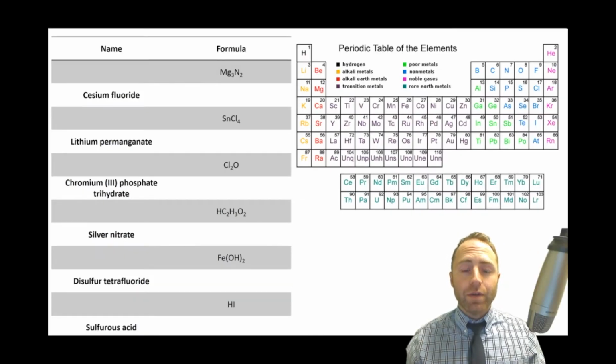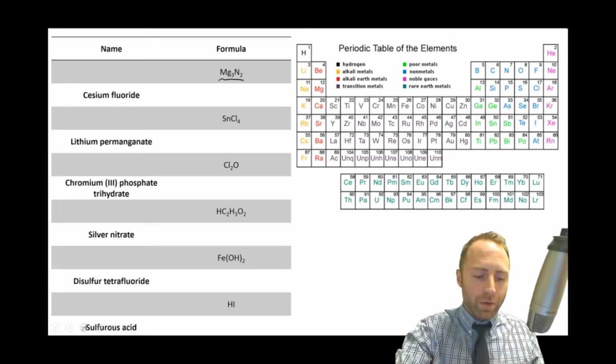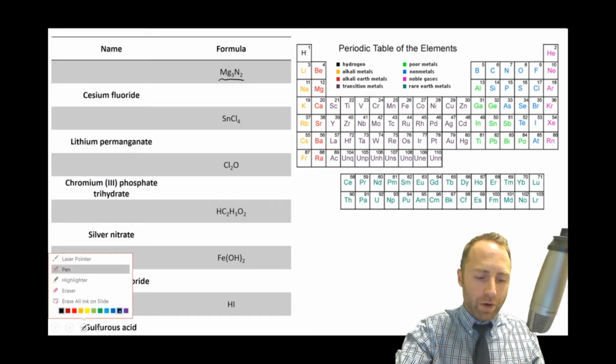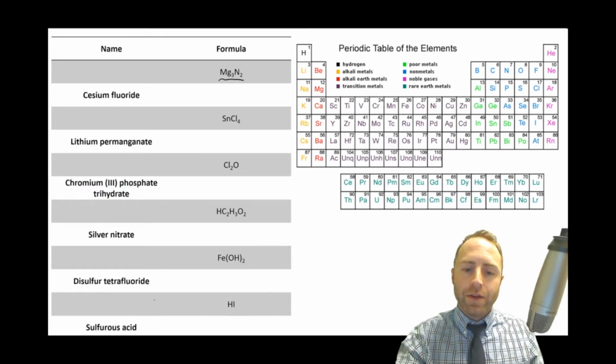Hi everybody, let's go over this naming quiz. Let's look at our first chemical. So we've got this Mg3N2. The thing that we want to do is find where those species are on the periodic table. So magnesium, it's right here. It's right there on that periodic table.